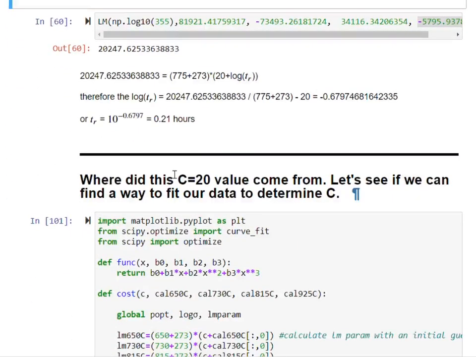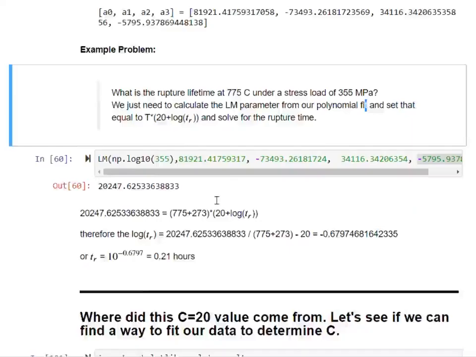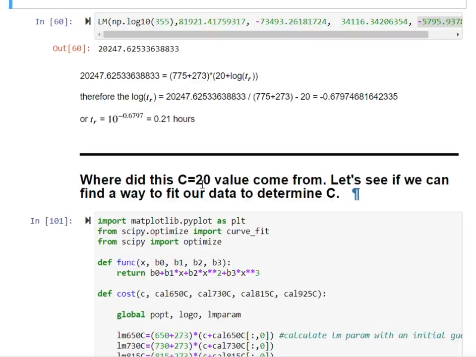Okay, I'm going to stop there. In the next part, we'll look at where this C equals 20 came from and see if we can come up with a fitting routine that'll find that for us.